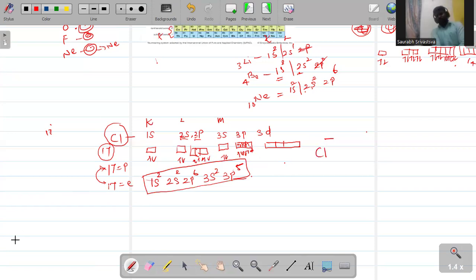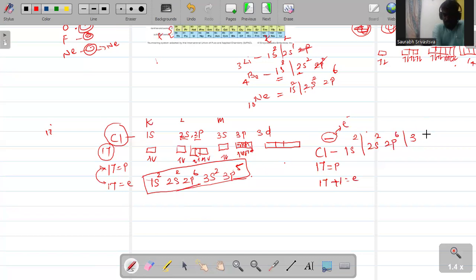Suppose they ask the question: write the electronic configuration of Cl minus. Then we can write the first one, 1s. Why? Because 17 means the number of protons. The minus is not a minus of protons; it indicates electron charge. Then the number of electrons increased. How many electrons increased? Only 1, since they gave a minus. Then the number of electrons is 17 plus 1, overall 18. Then how can we write the electronic configuration? 1s 2, 2s 2, 2p 6, 3s 2, 3p 6. This is the electronic configuration of Cl minus.